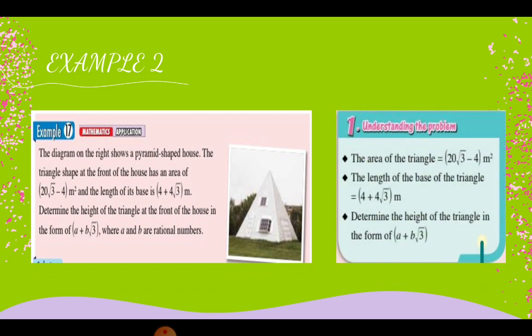The first information that is given is the area of the triangle shape at the front. So we know that this is the area. The area is 20√3 minus 4. And then the length of the base, so 4 plus 4√3 is actually the base. So height, we don't know. What is the height? So this information you need to write down first.